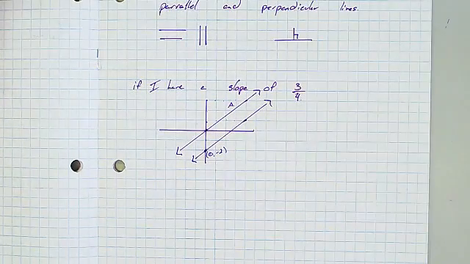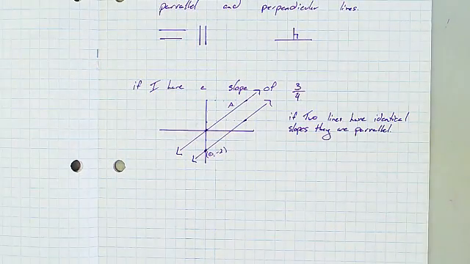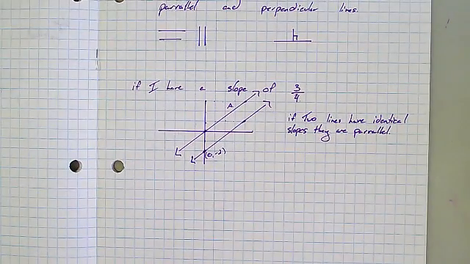Two lines that have identical slopes, you consider them parallel. They're never going to cross. You should know this definition. It likes to show up on tests.